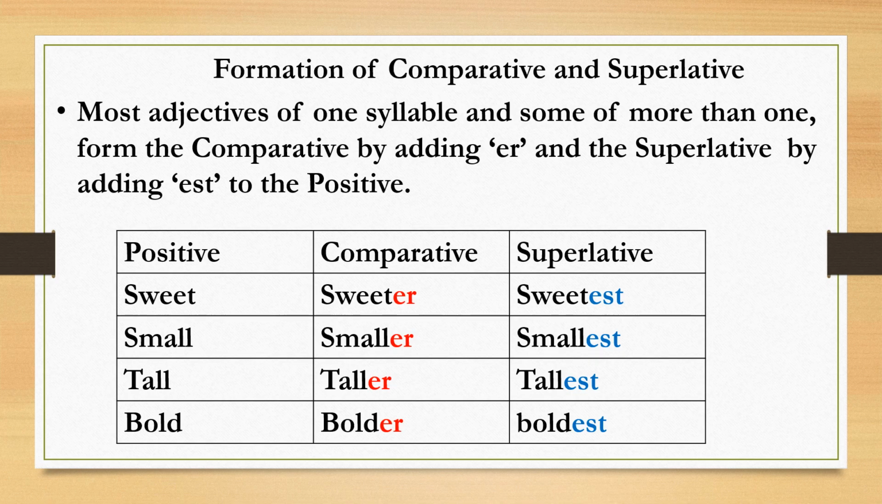Similarly, the word small becomes smaller in the comparative and smallest in the superlative. The word tall becomes taller in the comparative and tallest in the superlative. The word bold becomes bolder in the comparative and boldest in the superlative.